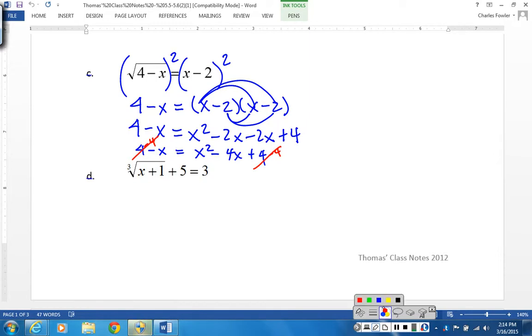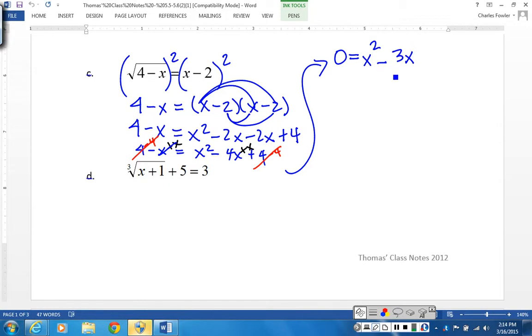And then I would turn around and add the x. That way we will get 0 on the left side, since all of that cancels, equals x squared minus 3x.